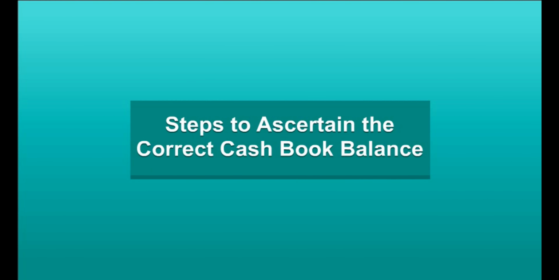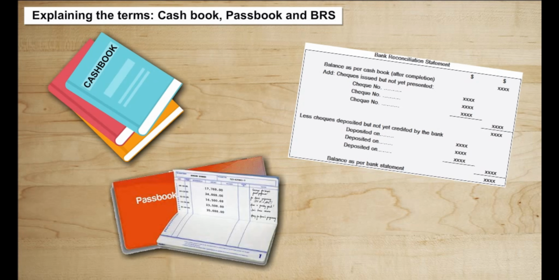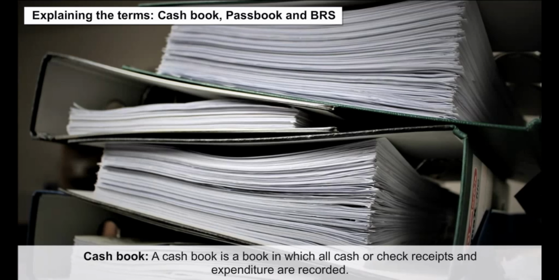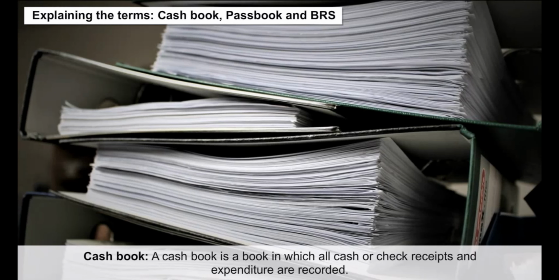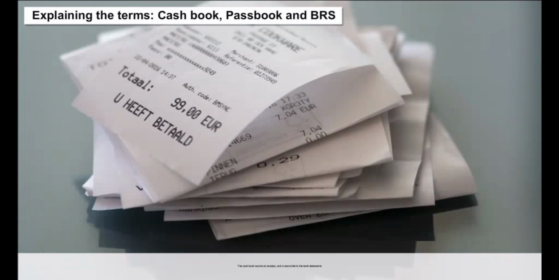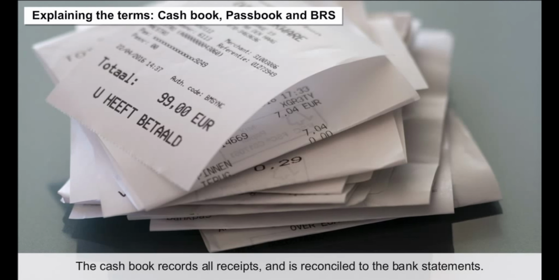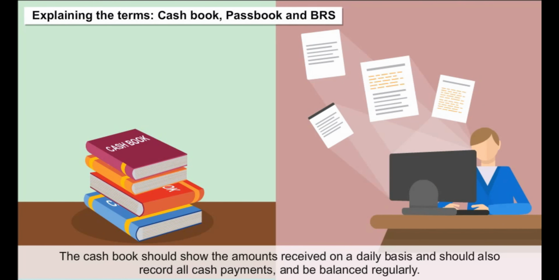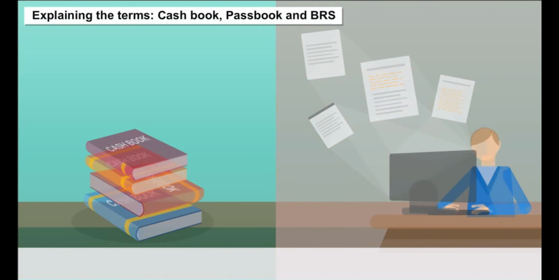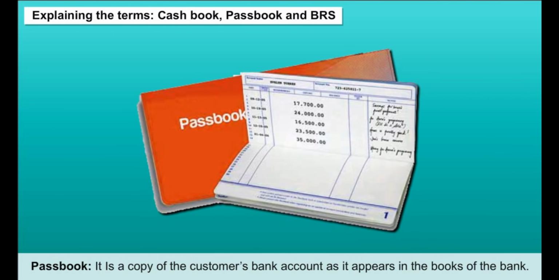Step 2. Ascertain the correct cash book balance. Explaining the terms cash book, passbook and BRS. Cash book. A cash book is a book in which all cash or check receipts and expenditure are recorded. The cash book records all receipts and is reconciled to the bank statements. The cash book should show the amounts received on a daily basis and should also record all cash payments and be balanced regularly.